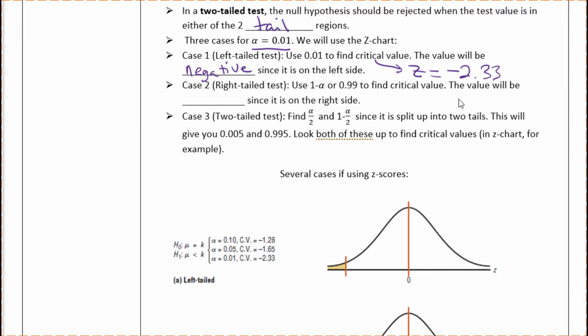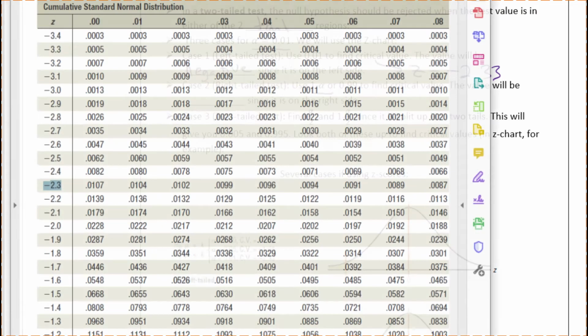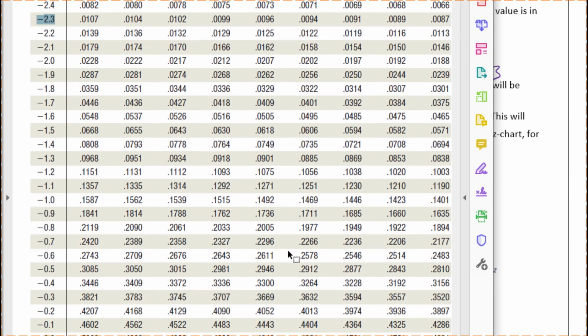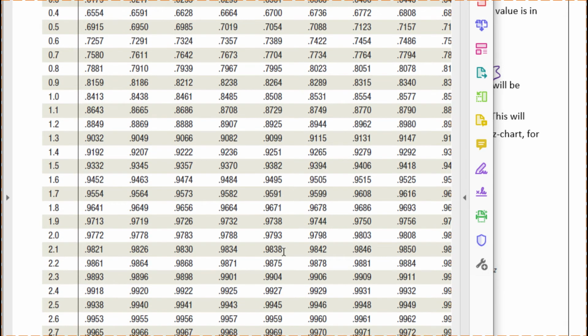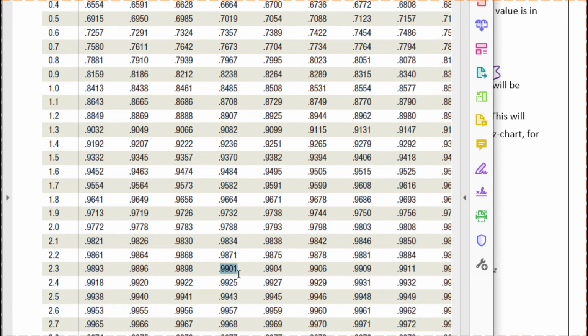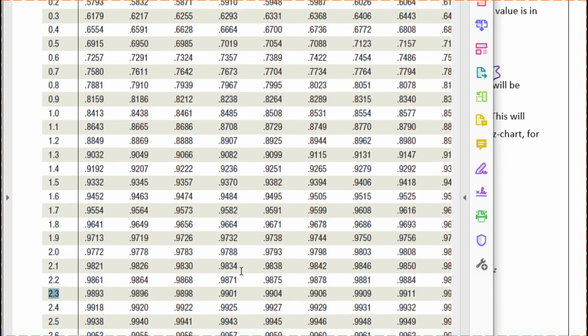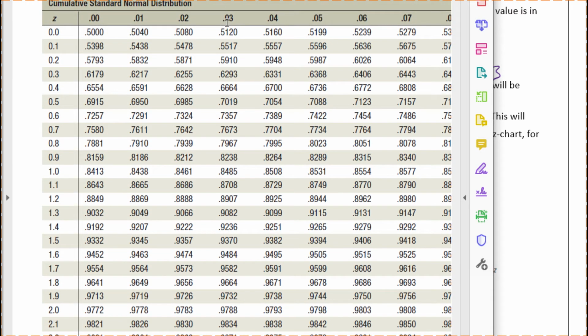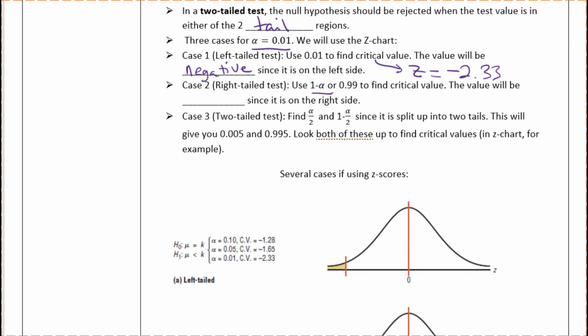For case 2, the right-tailed test, instead of looking at the alpha on the left side, we're doing the right side. That means we're doing 1 minus alpha, so in this case it's 99%. We're going to be looking up 99% here. That's pretty close to 99%, so it would be positive 2.33. You can tell it's positive, since it is on the right side.